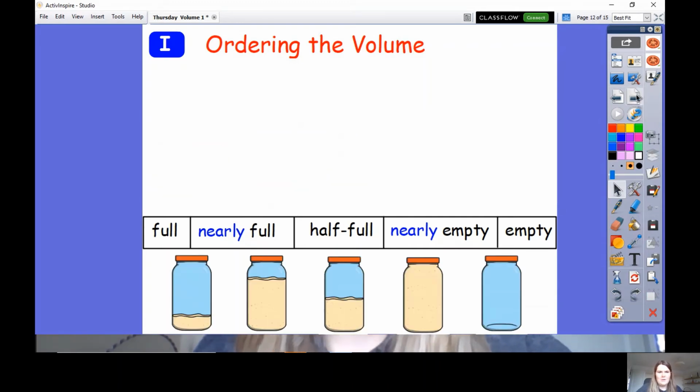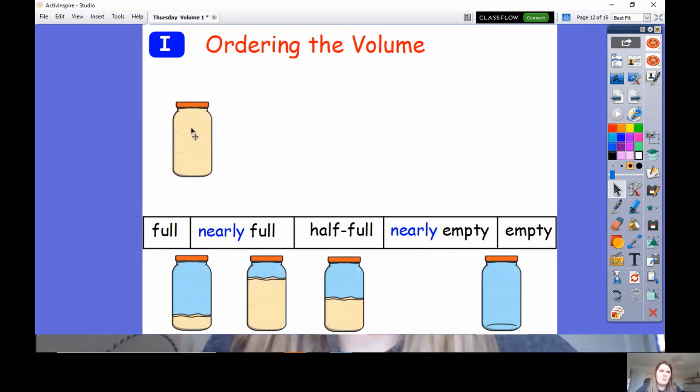Let's see if you can help me. This time our labels are there. However, we need to move the containers. We've got full, nearly full, half full, nearly empty, and empty. Which one shall we move first? What side should we start? We want to start at full. Okay, which one is full? Tell me when to stop.